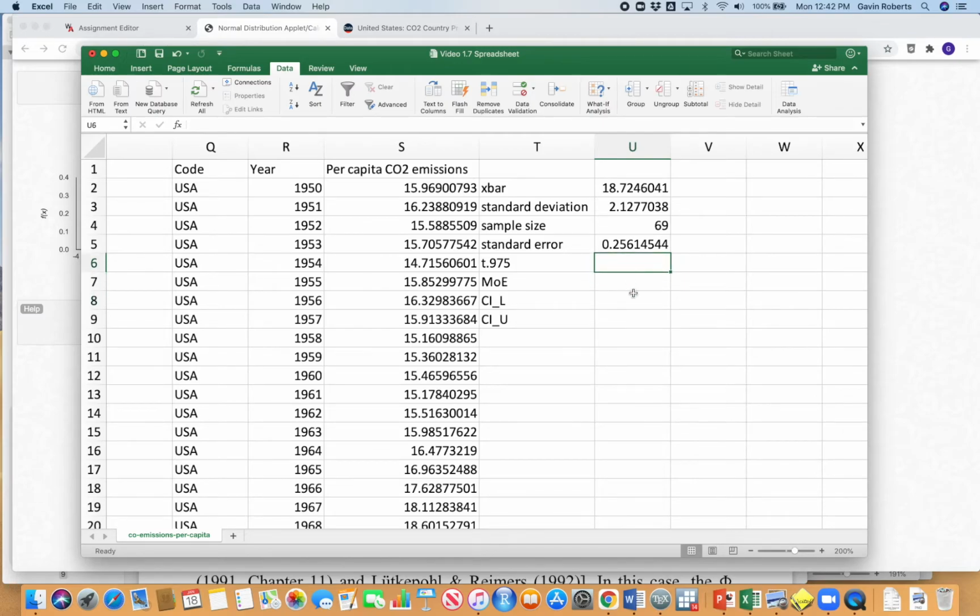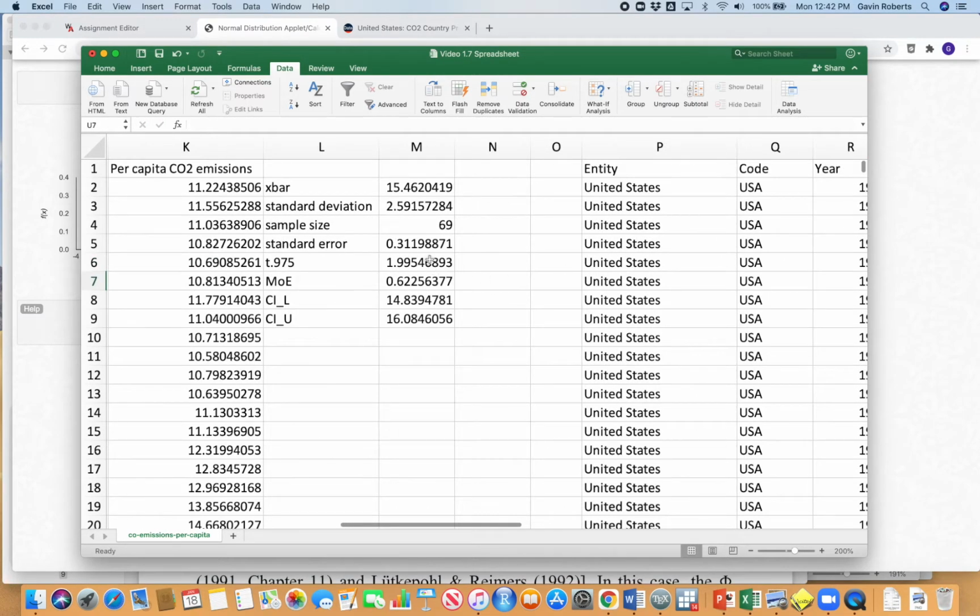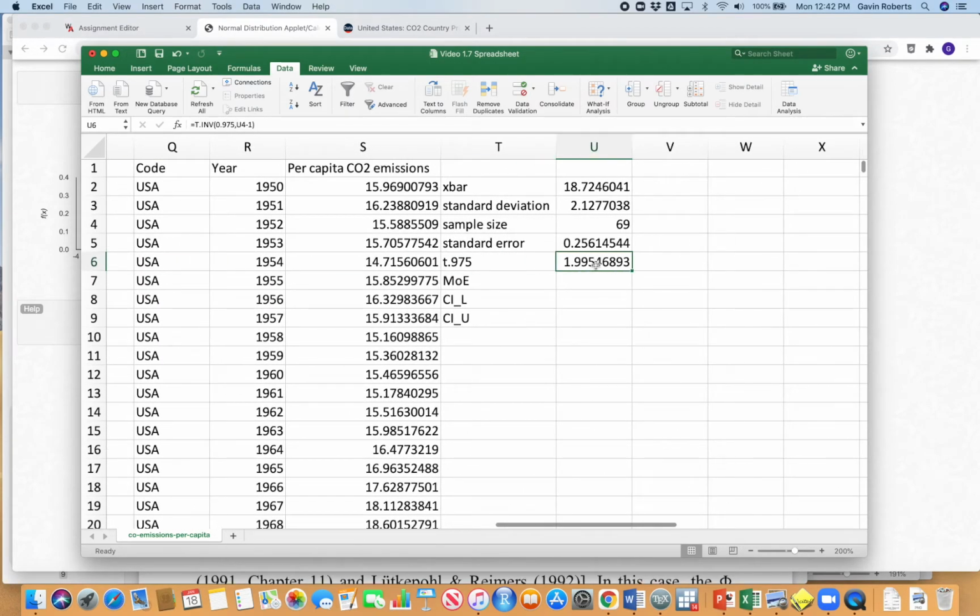There it is. Equals, this is going to be the same exact number we got before, right? Because we're going to do 97.5% to the left, and we have the same sample size. So that means we have the same degrees of freedom, 1.995. Yep, we got exactly the same number. So now my margin of error is my particular standard error times how many I need to go.